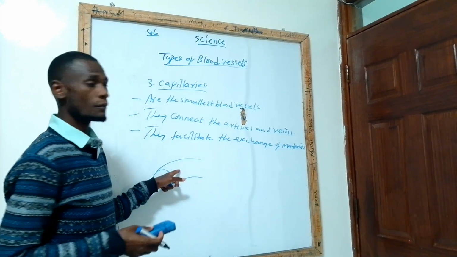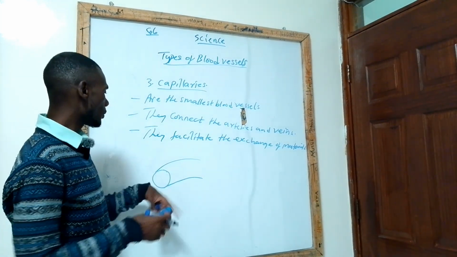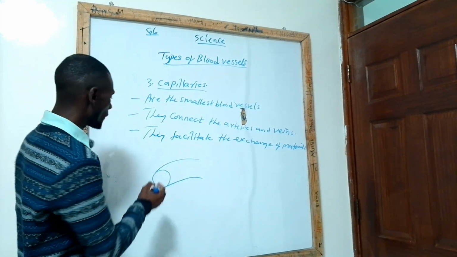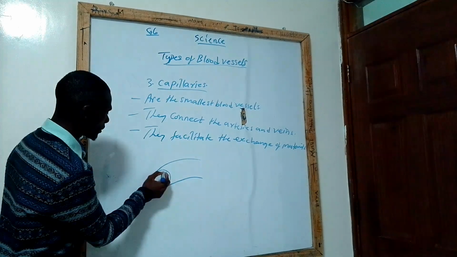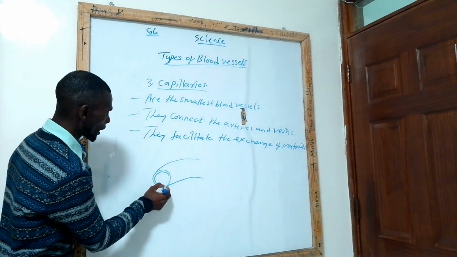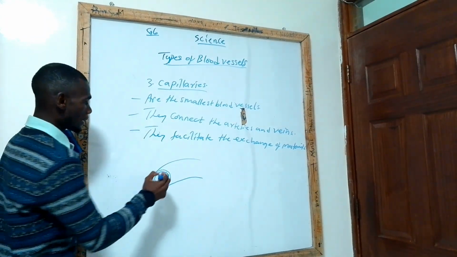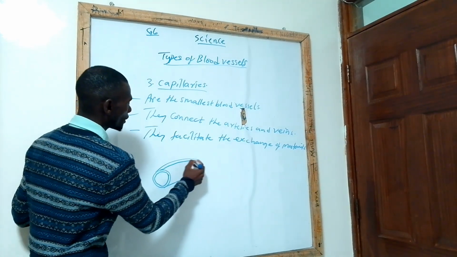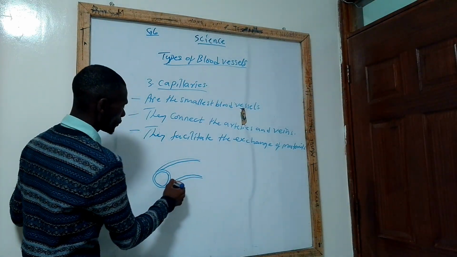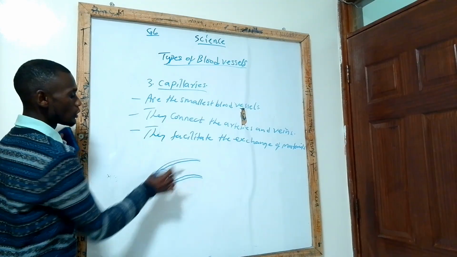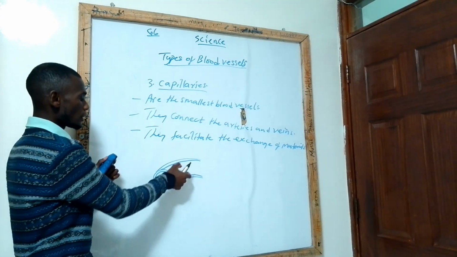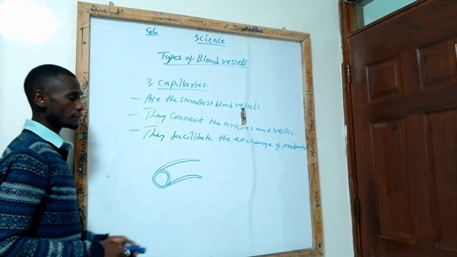So this one doesn't have valves. It will just be drawn like that. Even if it is double layered, it is always a single cell. So even if it is drawn as a double layer to confuse the learner, they will not draw the valves. The valves will not be here. So this is a capillary.